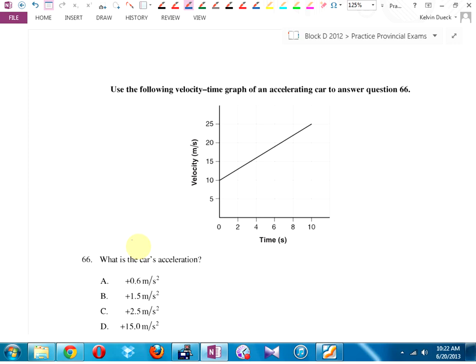What's the car's acceleration? How can I find the acceleration here? Slope, rise over run. So I usually go, how about right here and right here? What's the rise? Don't say 25, because it's not. What is it? 15. Over. What's the run? 10. Don't say 5. I know it's 5 squares, but each square doesn't count as 1. 15 divided by 10, I'm pretty sure, is positive 1.5 meters per second squared.